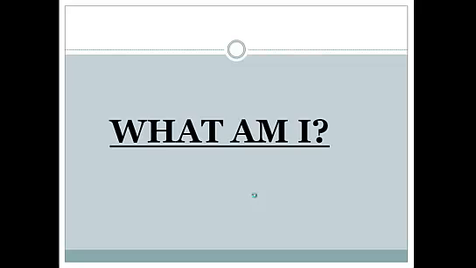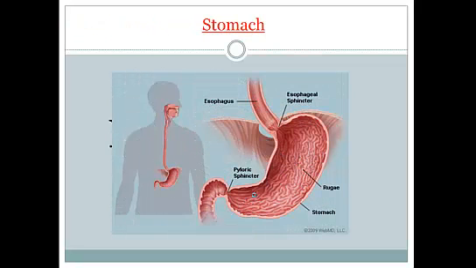In this structure, we are C-shaped. We have a sphincter that guards the entrance. There's a pyloric sphincter guarding the exit. And I have rugae, which are increased surface areas. I am the stomach.